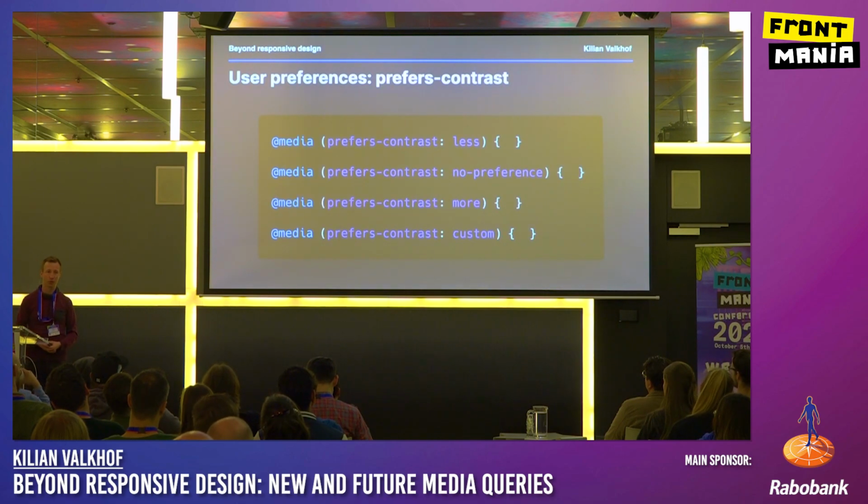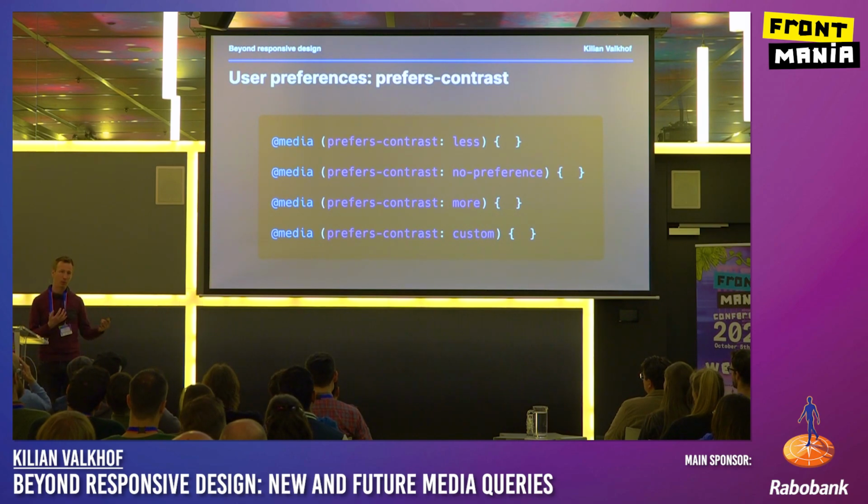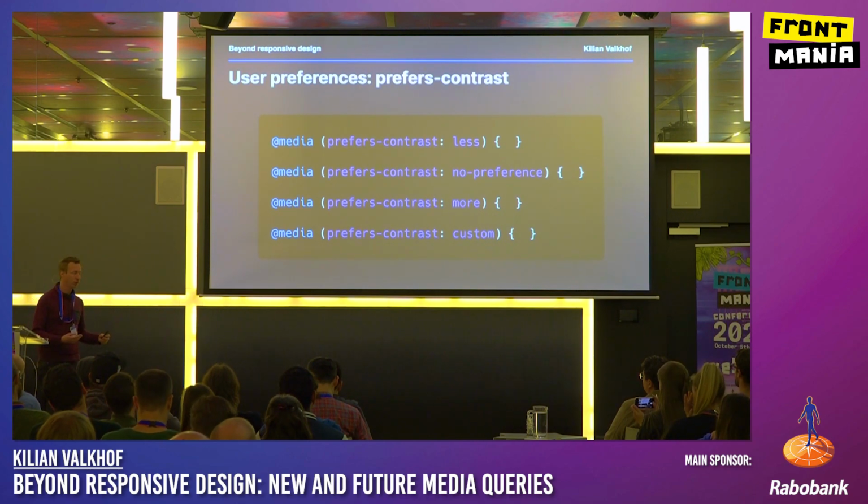On to prefers contrast, and we'll get back to videos a little bit later. So prefers contrast indicates whether your user wants to see your site with less, more, or custom contrast. Now, let's talk about those first two. Visual impairments can make it difficult to pick up subtle differences between colors. So people that have a visual impairment will prefer a higher contrast. On the other hand, people with light sensitivity issues might benefit from less contrast.